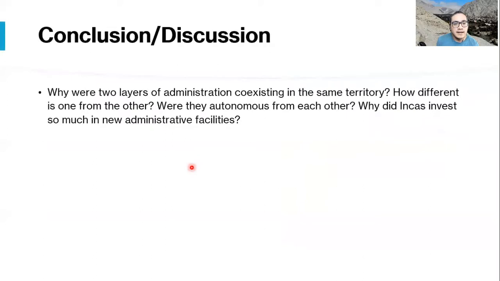Although the data I have was very limited, the results from this analysis provide a possible model for Inca administration of the Middle Valley. However, this raises other relevant questions about Inca occupation of the Middle Valley. Why were there two layers of administration coexisting in the same territory? How different is one from the other?